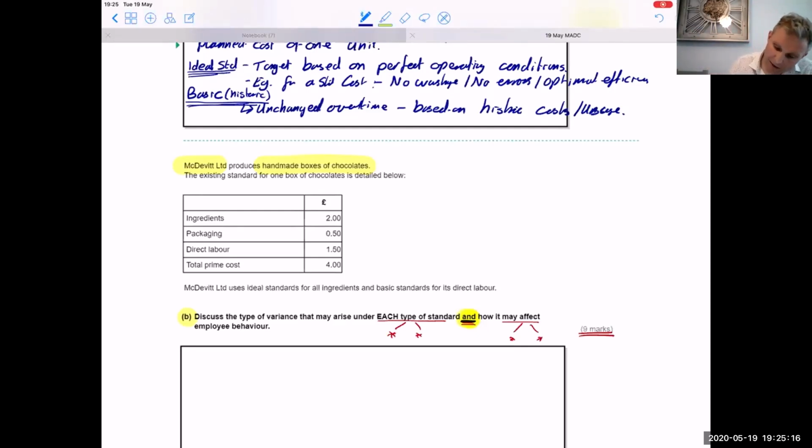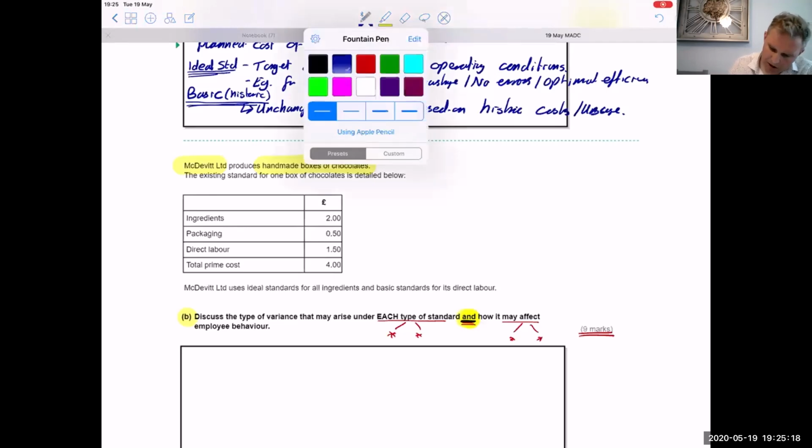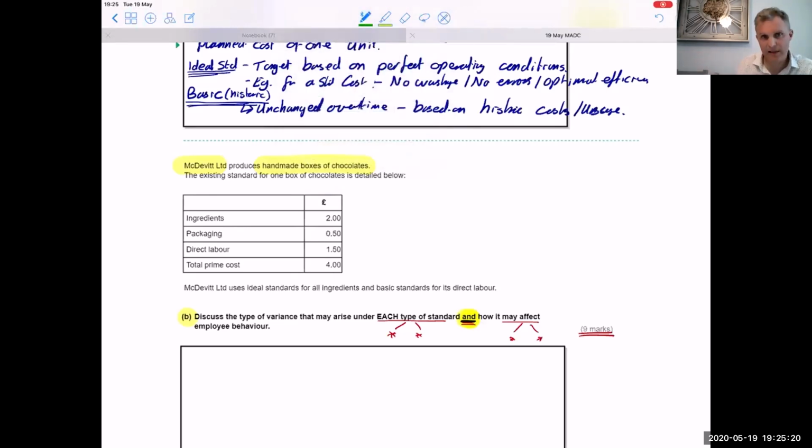And one of the things that they don't have here that I would almost expect you guys to be thinking is that they've given us this standard cost for 1 box of chocolates. And just think, the ingredients are always calculated based on how much ingredient you use and what price you pay for that ingredient.